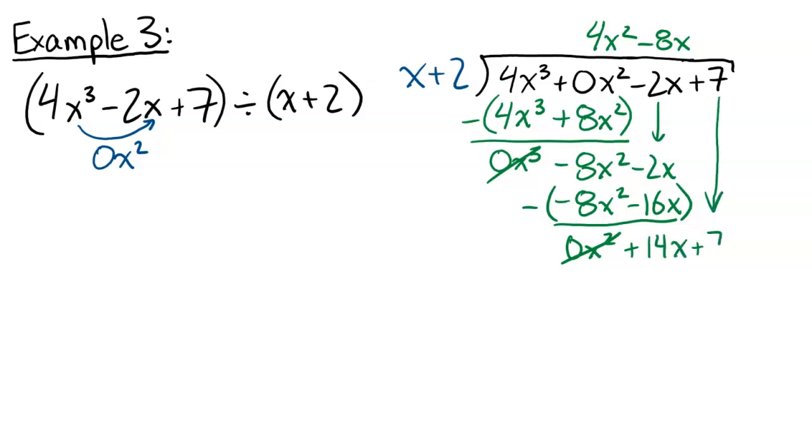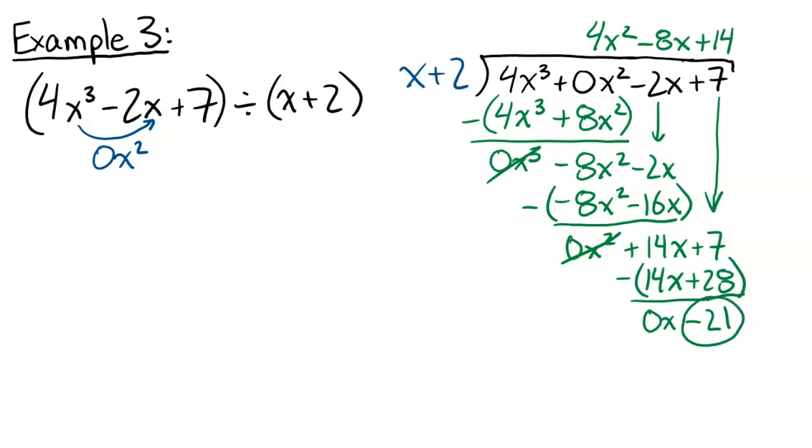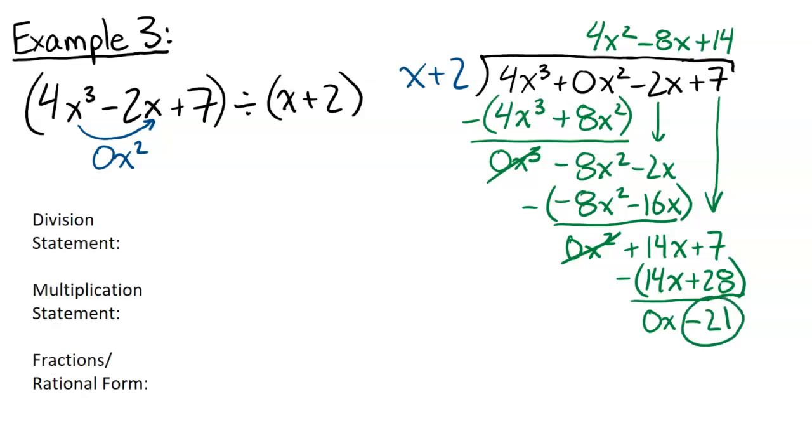Now we bring down the 7, and so the last step we need to do now is say x times 14 gets me 14x, so that's why we're going to have a plus 14 now. So 14 times x gives me 14x, plus 14 times 2 is 28, so that's going to have a remainder of negative 21. The x's cancel out as they should. That just tells us that we are on the right track. And so now we go ahead and we write that out in the three forms again.